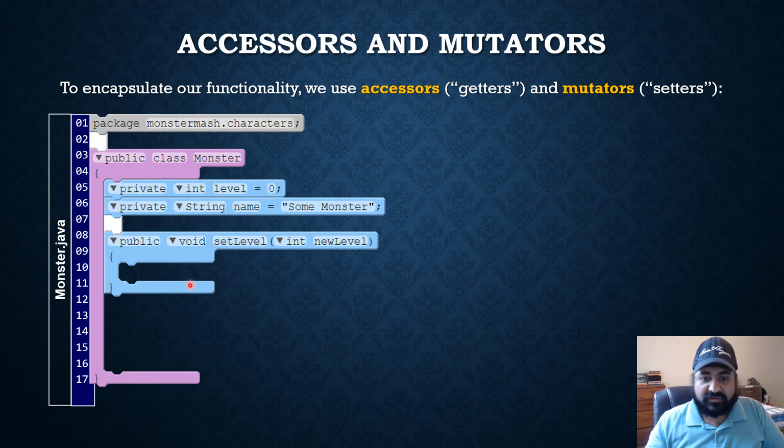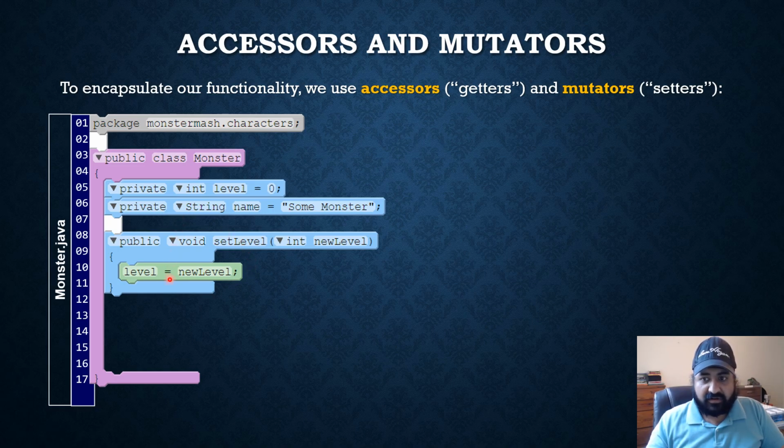And for all setters, we pass in a variable which is of the same type as the variable that we are trying to change the value of. So in this case, we are passing int newLevel. And what this function does is it changes the existing level to the new level.